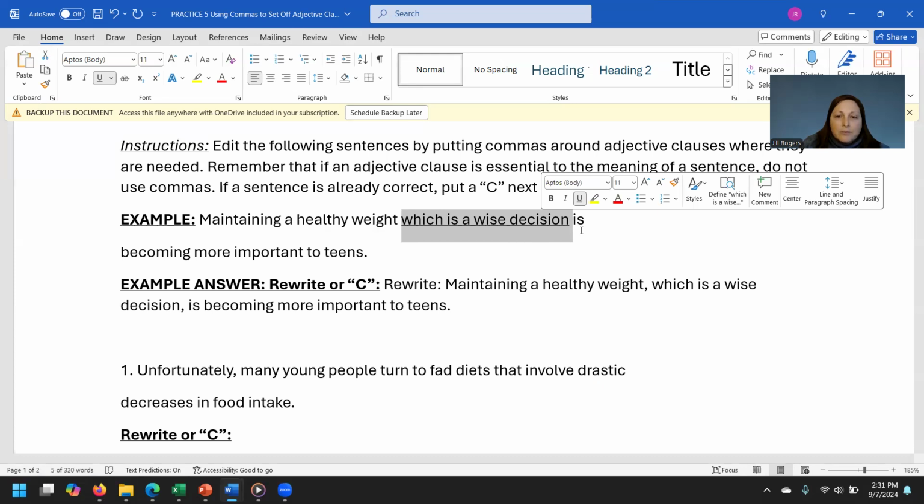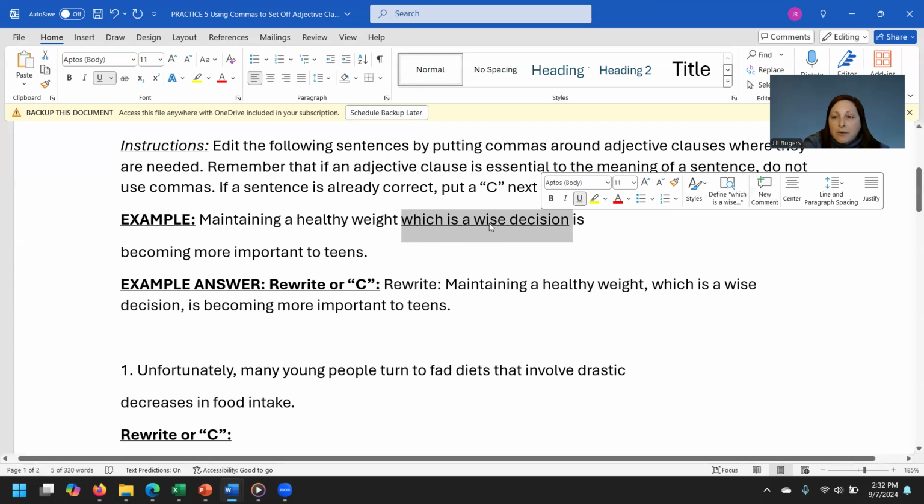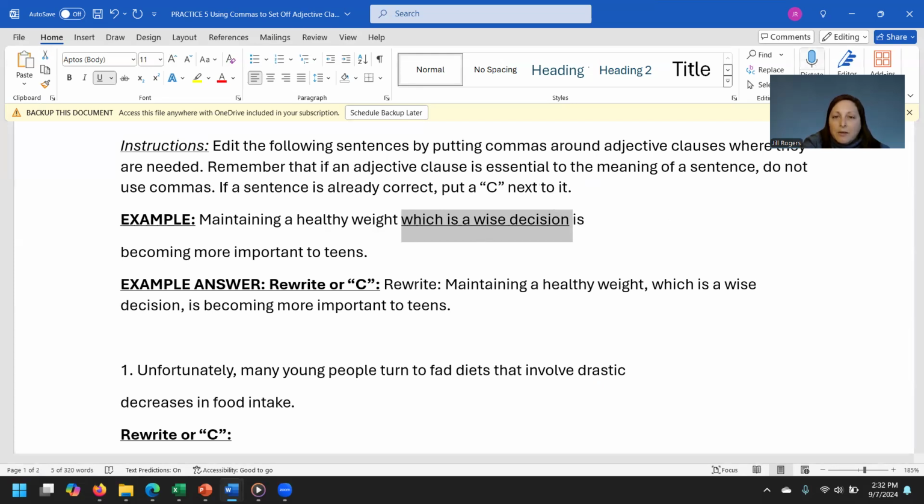All right. So you have 10 to do. Take your time. Find those adjective clauses and ask yourself, take it out, read it without it, and see, does that make sense? Does it change the meaning? It makes sense, but does it change the meaning of the original sentence? If it changes the meaning of the original sentence without it, then you have no commas and it's a C, right? It's correct. If it doesn't, just put commas around it and you're fine.